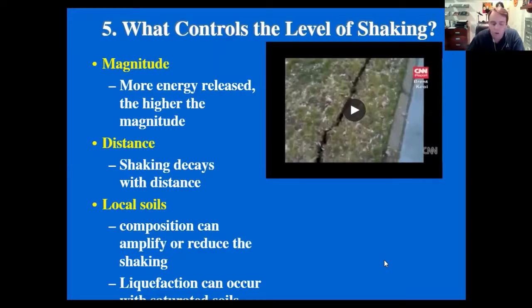You'll hear numbers coming up called the Richter scale. And the Richter scale is a scale that we use to measure the strength of earthquakes based on the amount of energy released. And so the higher the energy, the more the magnitude. The second is distance. As you get further away from the earthquake, the shaking becomes less. And so the energy that you feel will become less the further away you are.